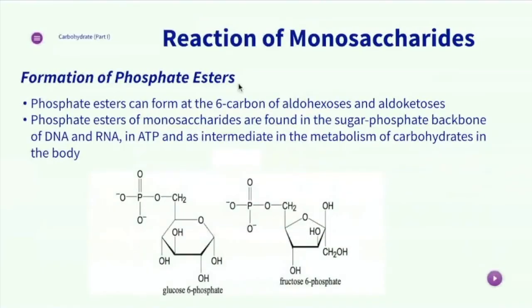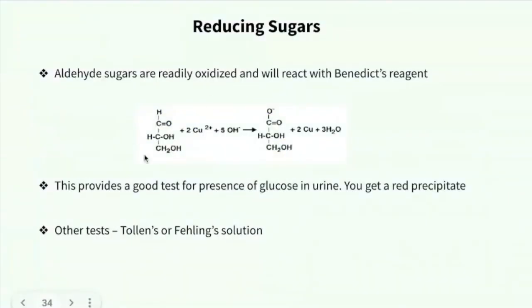Okay, so let's see the structure. Here, the aldehyde sugars are readily oxidized. So this is the monosaccharide with the aldehyde group, and it will reduce the copper ion in the Benedict reagent to copper oxide.